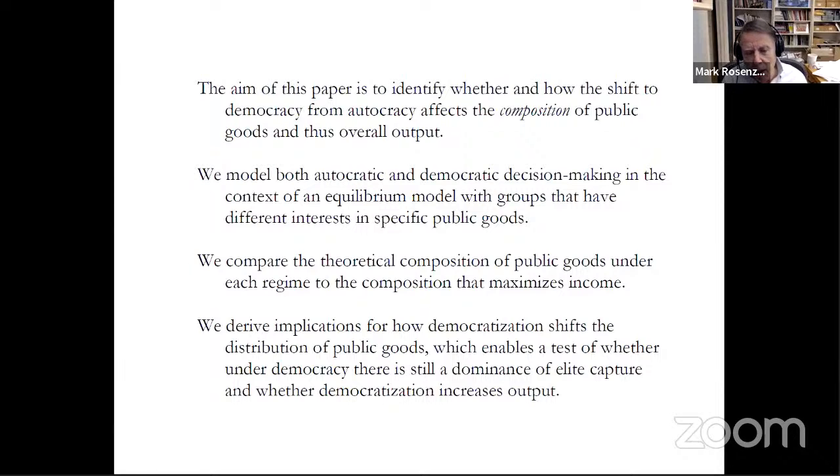And from the model, we're going to be able to derive implications for how shifting to democracy from autocracy or aristocracy, okay, actually influences the composition of public goods, but in a way that will inform us whether this nominal democratization is truly democracy or whether it's been captured by an elite. And then in fact, it's a democracy in name only, and it's really just an aristocracy in which one group is dominating the decisions about public goods.